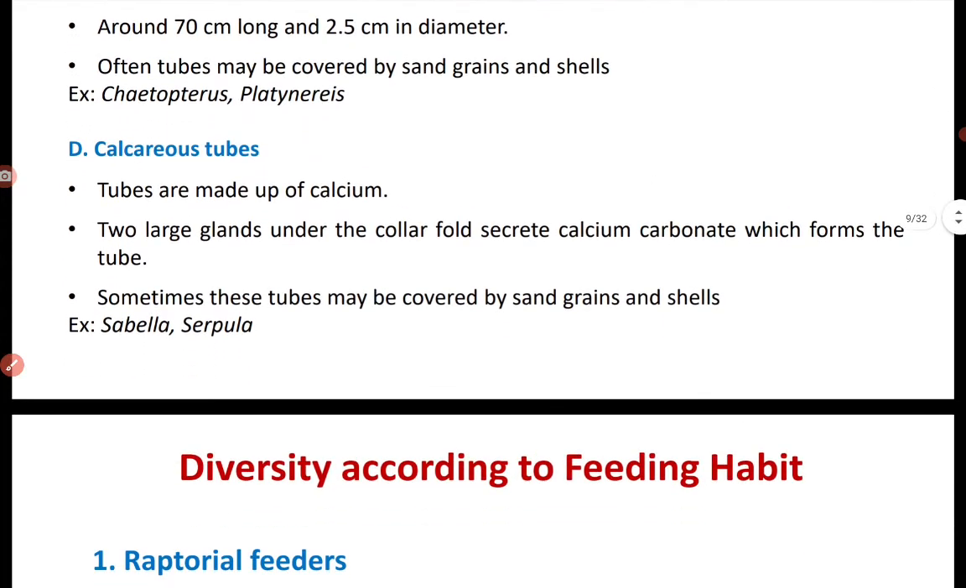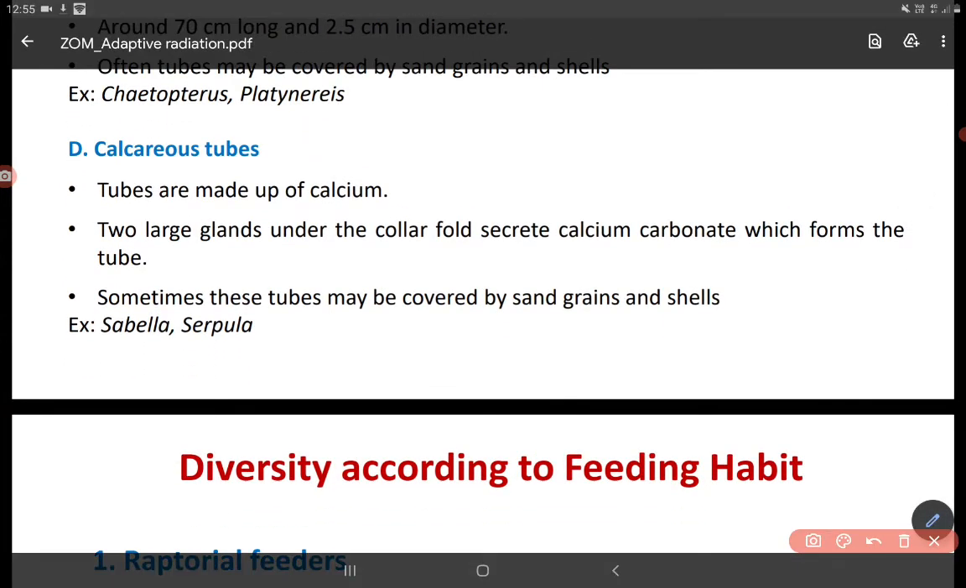The fourth is the calcareous tubes, right, of calcium. These tubes are made of calcium. Two large glands under the collar fold secrete calcium carbonate, which forms the tube.